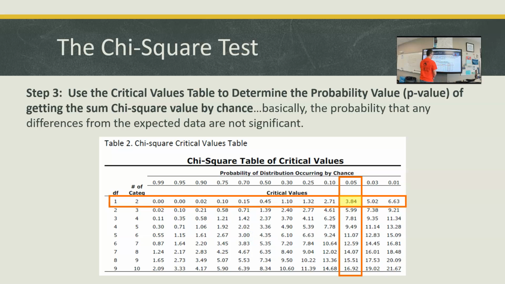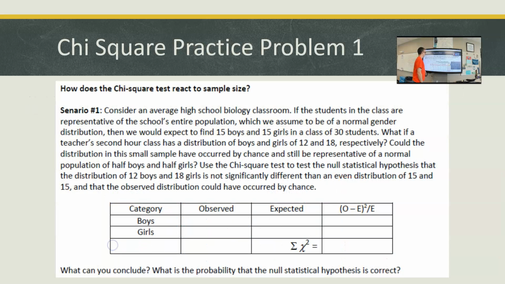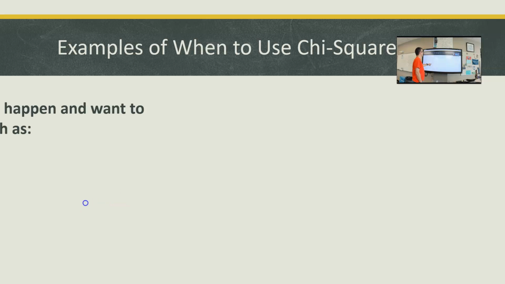All right, so that value right there, that 3.84, is your chi-squared critical value. If our chi-squared value is less than 3.84, then our p-value will be greater than 0.05, and we cannot reject our null hypothesis. The differences will be due to random chance, and our data matches what we expect. All right. So here's a couple different scenarios on how to do that, and you guys can go through that yourselves.